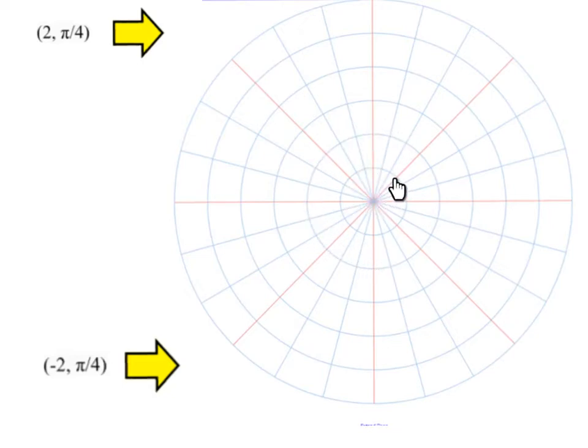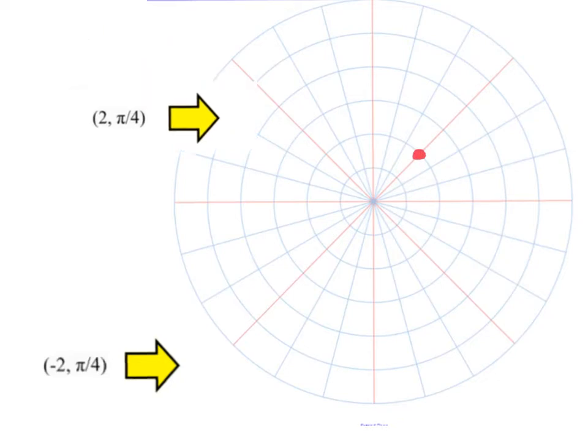So an r of 1 is this circle here. An r of 2 is this circle here. So when we say (2, pi over 4), I always start with the angle. We go to pi over 4, so this red line here, and then we count out 2 units. So it is right there.